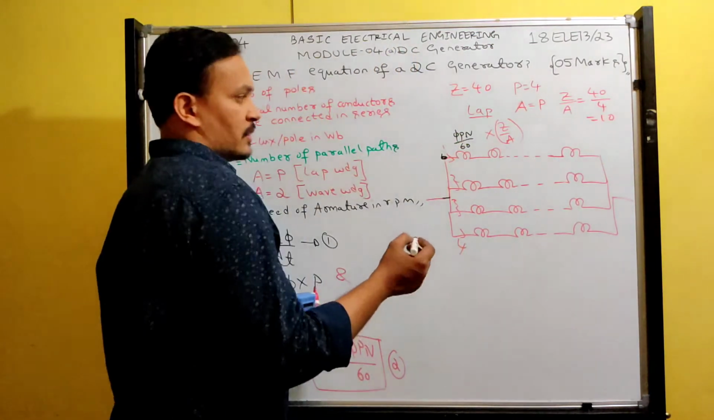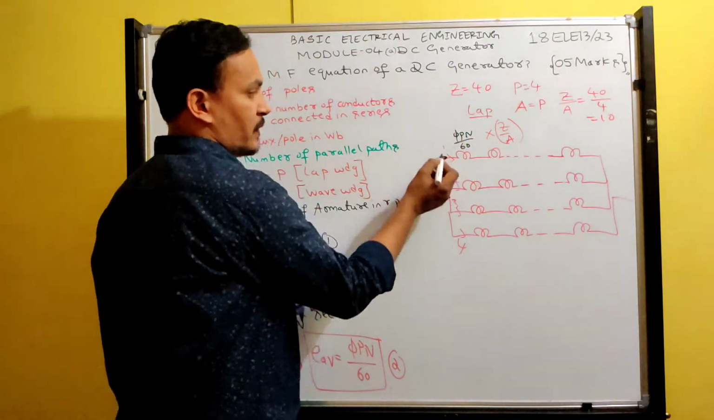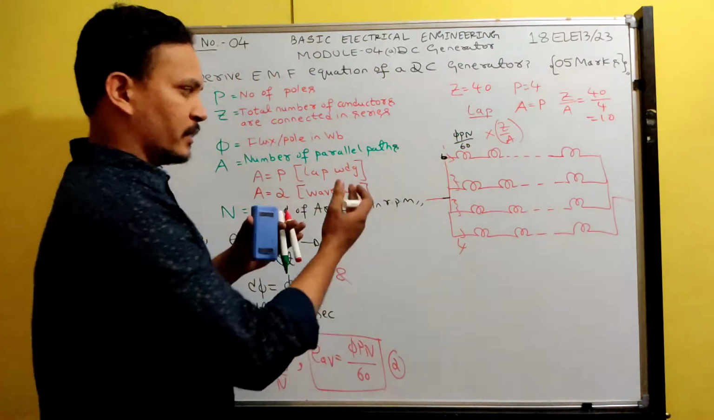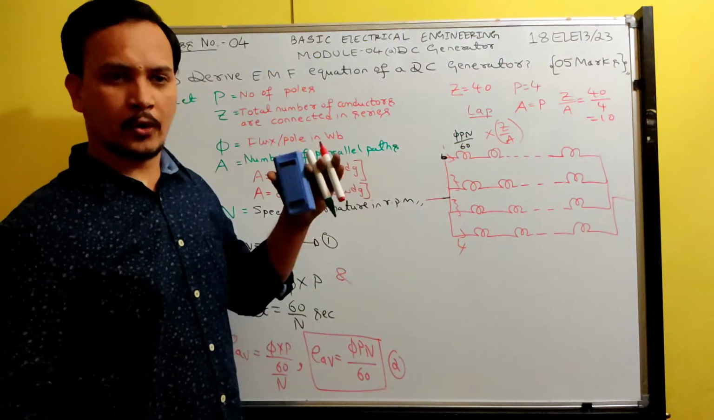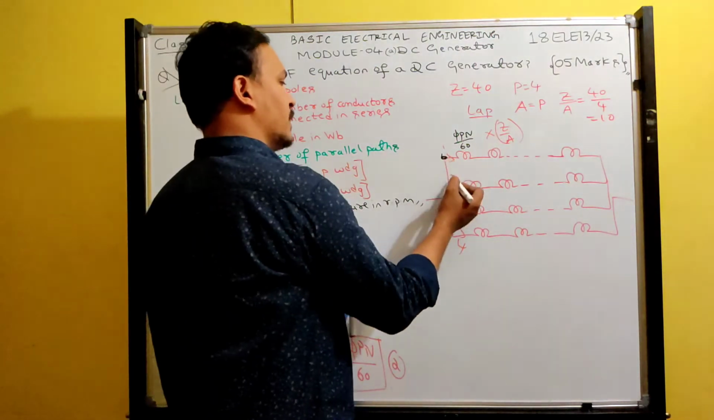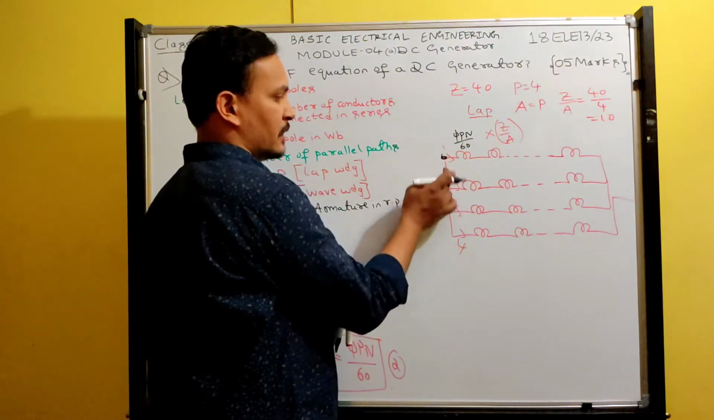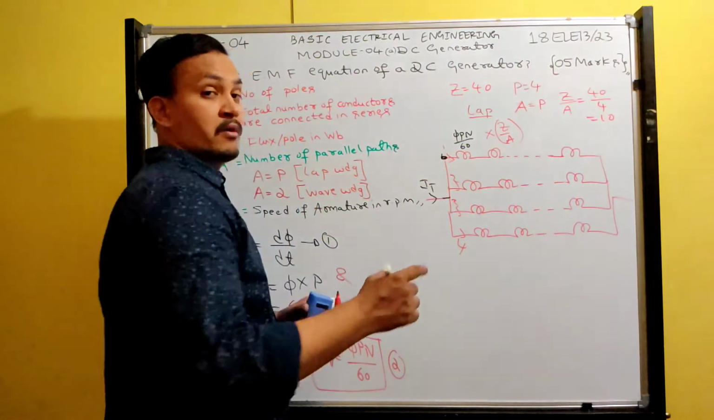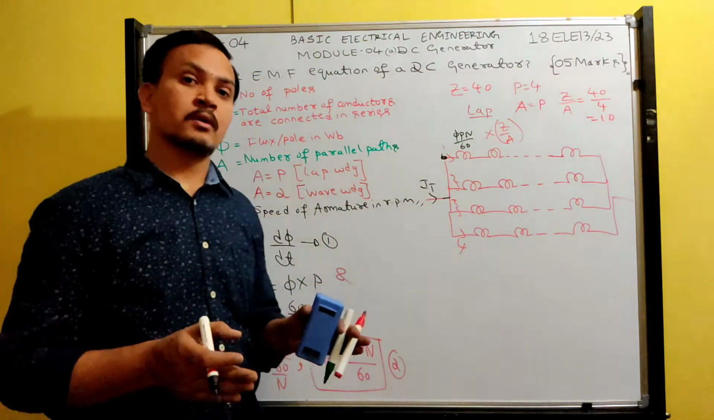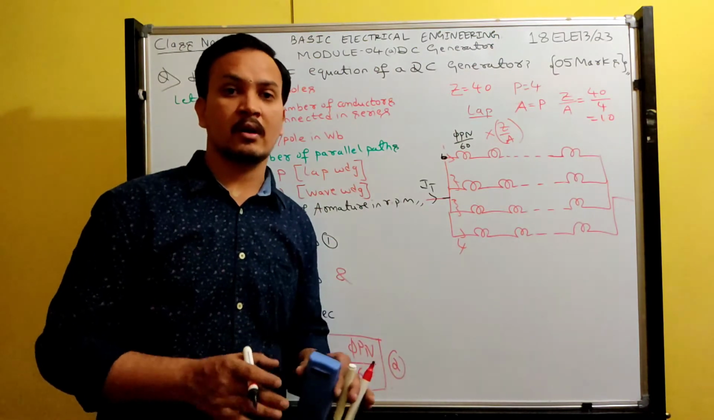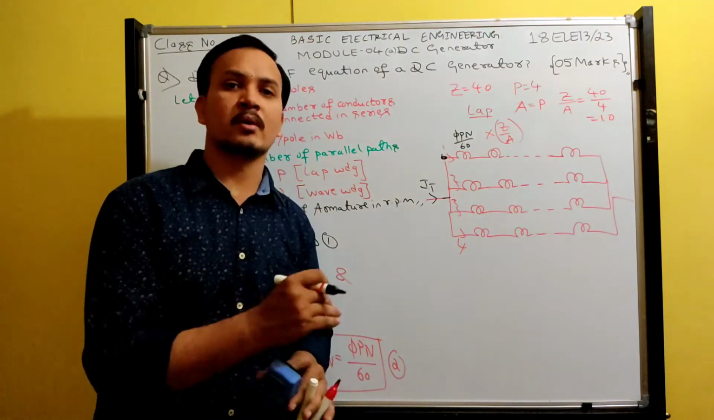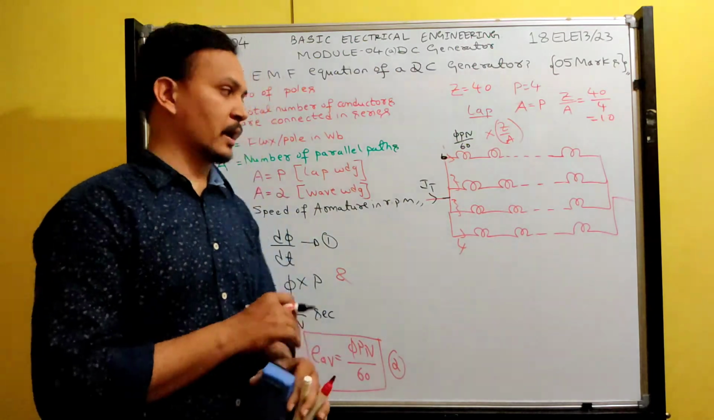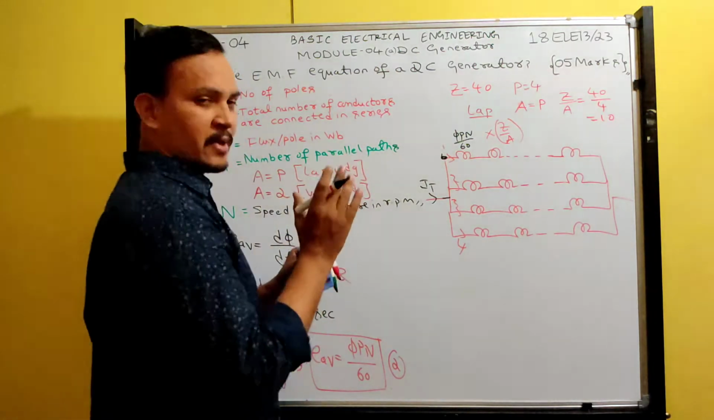So now, in lap winding, the number of parallel paths will be more. So lap winding is suitable for adding all the currents in each branch. So the total current will be very high. Therefore, lap winding is suitable for higher current, lower voltage applications. Okay, got it? Now, same example.